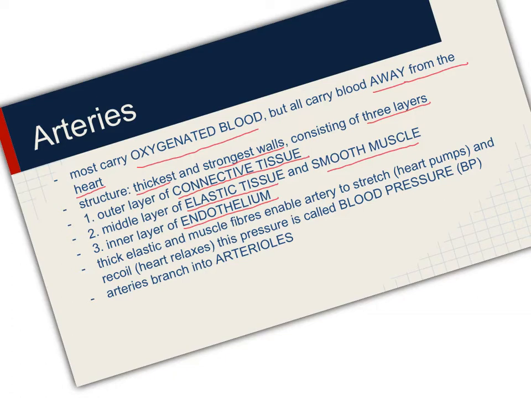Thick elastic and muscle fibers enable arteries to stretch when the heart pumps, and recoil when the heart is relaxed. This pressure is called blood pressure, short form BP. Arteries branch into arterioles.